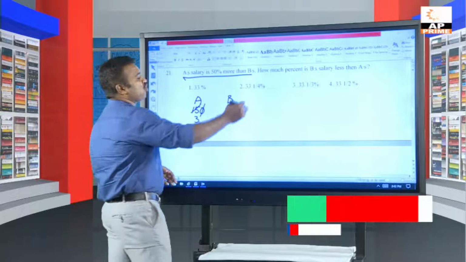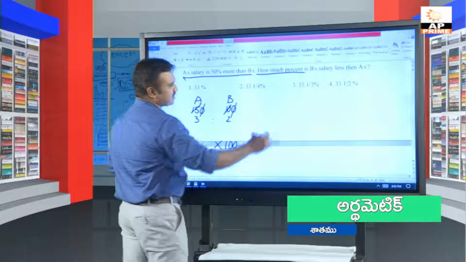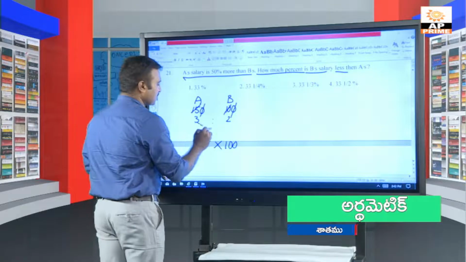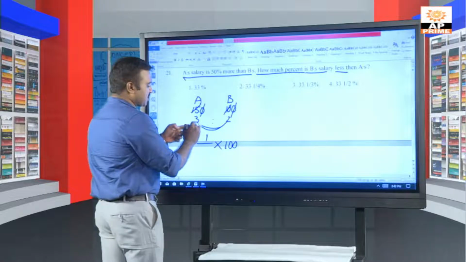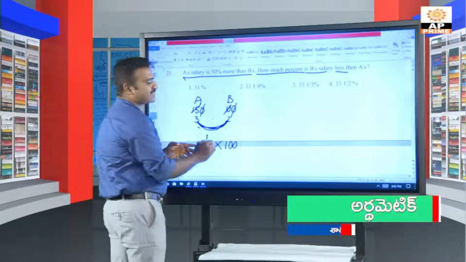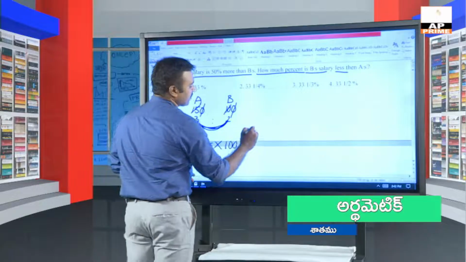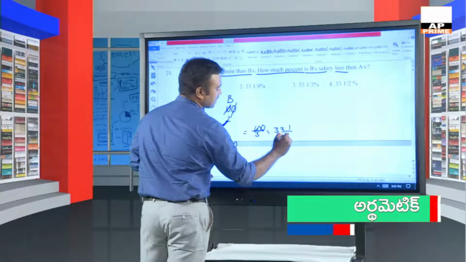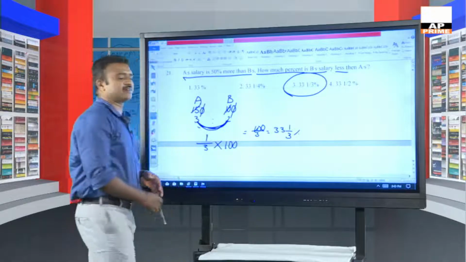ఇదేమన్నంటే హౌ మచ్ పర్సెంట్ ఇంటూ 100. హౌ మచ్ పర్సెంట్ బి శాలరీ ఈజ్ లెస్ దాన్ ఏ. బి శాలరీ ఎంత తక్కువ ఉంది? 1 తక్కువ ఉంది. 1 తక్కువ ఉంది అంటే 3 నుంచి 2కు మాట్లాడితే తక్కువ అంటాం, 2 నుంచి 3కి మాట్లాడితే తక్కువ అంటామా? అంటే 3 నుంచి 2కు మాట్లాడితే వాల్యూ తక్కువ ఉంటుంది. సో కాబట్టి 1/3 ఇంటూ 100. 1/3 ఇంటూ 100 అంటే దీన్ని మనం 100/3 అని రాసుకోవచ్చు. 100/3 అంటే 33 1/3% తక్కువ ఉంది. సో మన ఆప్షన్ చూడండి, థర్డ్ ఆప్షన్ 33 1/3% తక్కువ ఉంది.